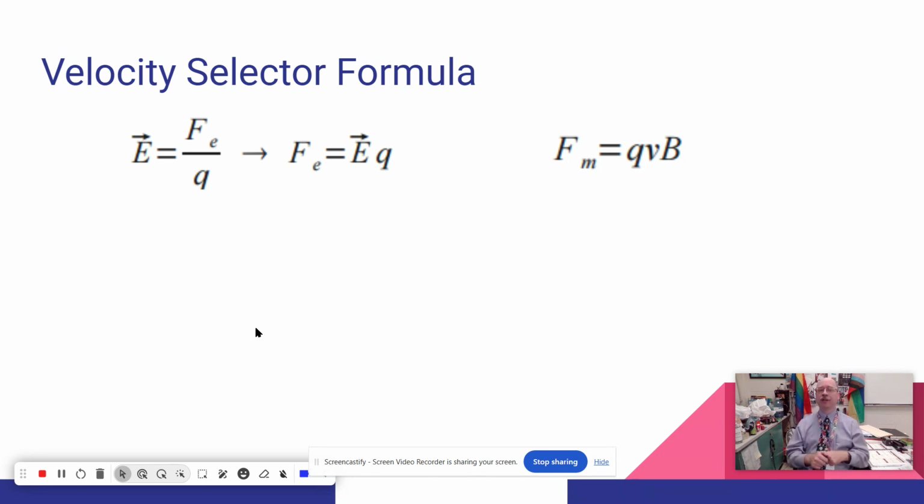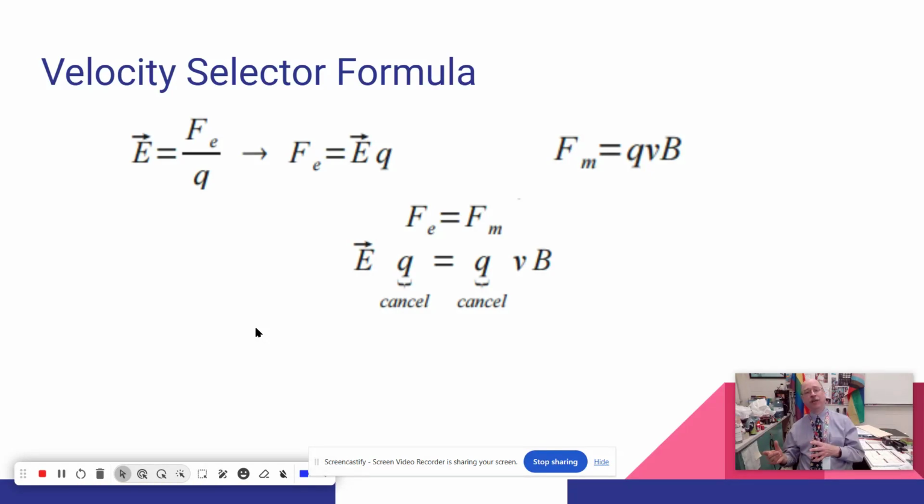Those two forces are equal in magnitude but opposite in direction. So we're just going to basically say they're equal to each other magnitude-wise, and we'll substitute in stuff on both sides. EQ equals QVB. Now check it out. We get to cancel Q, which is good because J.J. Thomson doesn't know the charge of these mysterious little negative things that are flying around in his cathode ray tubes. So we cancel that out and we get this formula that we can solve for V.